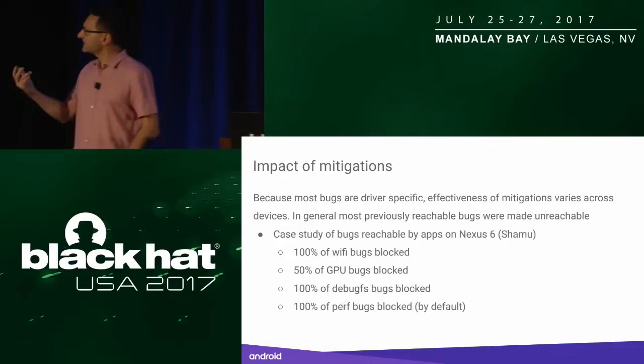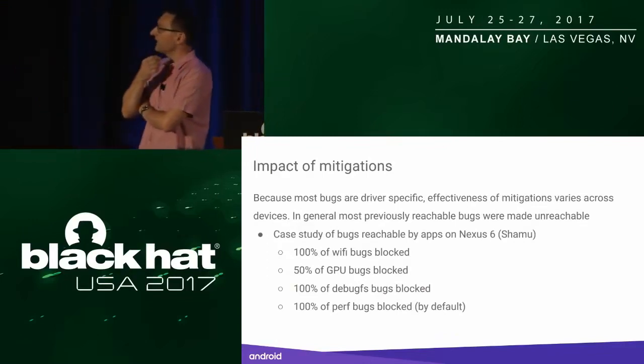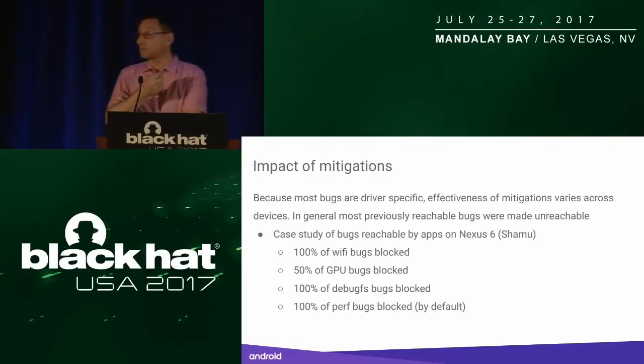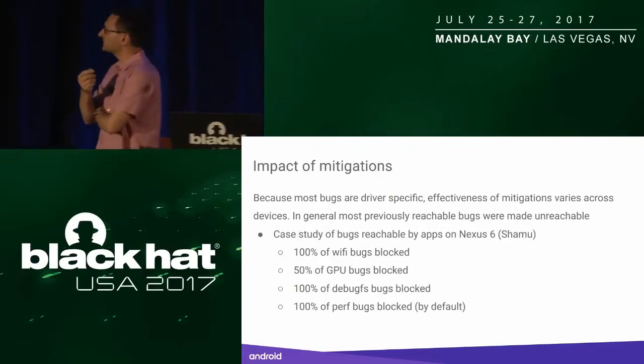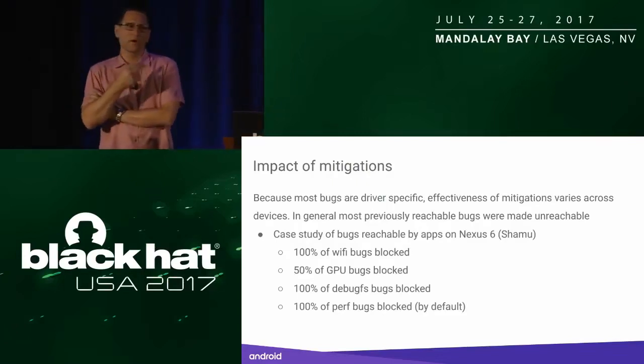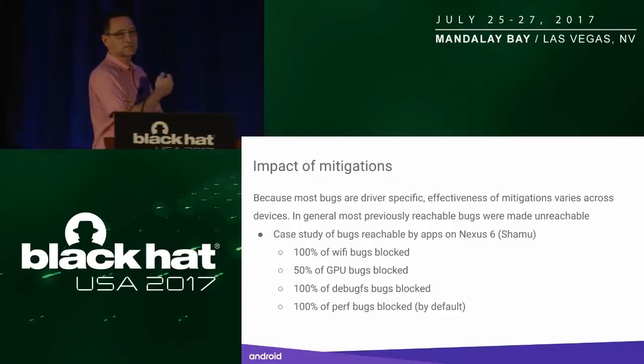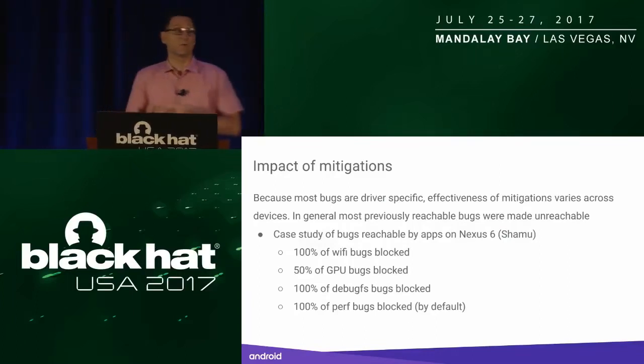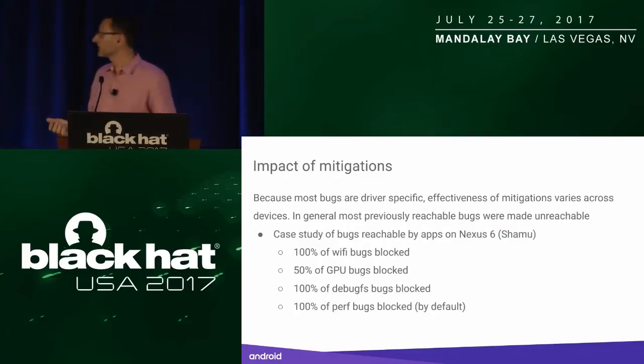So we did a case study on the Nexus 6. We found that with these mitigations in place, 100% of the Wi-Fi bugs would have been blocked. About 50% of the GPU bugs would have been blocked. 100% of the perf-related bugs would have been blocked by default to an application, so malware is not going to be able to exploit it ever.